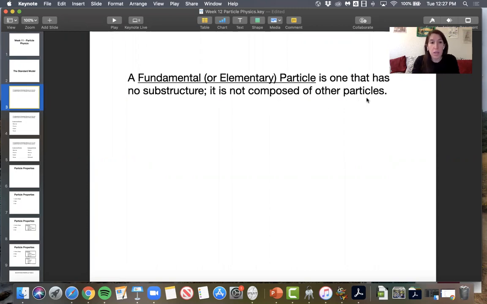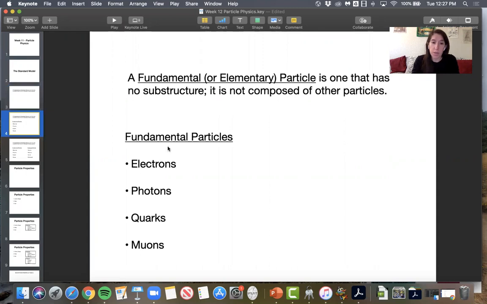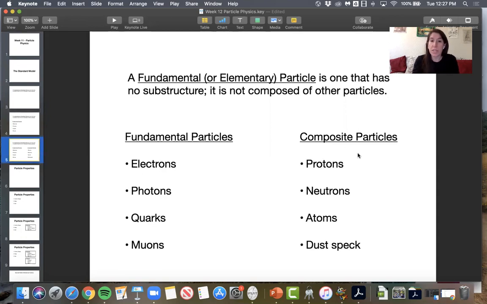other particles. Some examples of fundamental particles are the electron, photons, which are particles of light, quarks, muons, and there are many other fundamental particles. On the other hand, some composite particles, which is to say particles that are composed of other particles, are protons, neutrons, of course, larger things like atoms or a dust speck, which is composed of lots of different types of things. These are all different types of composite particles.